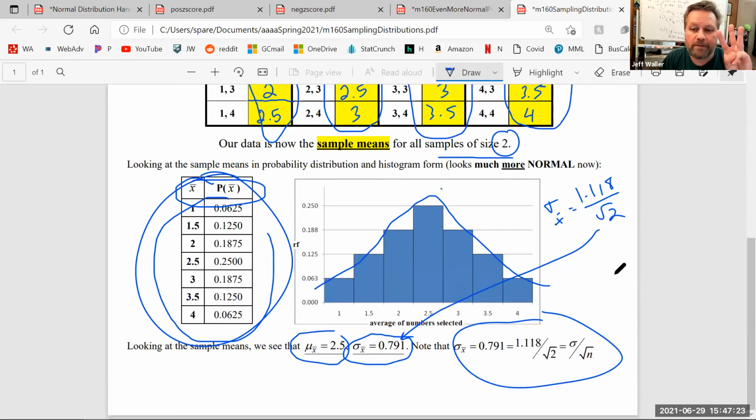So what if I took samples of size 3? How would you get what the new standard deviation is going to be? It would be smaller. True, but how would you get exactly what it's going to be? What does the formula tell you to do? I would just take 1.118 divided by the square root of 3. That would be the spread if I took groups of 3 at a time. What if I took groups of 11 at a time? Divide by the square root of 11.